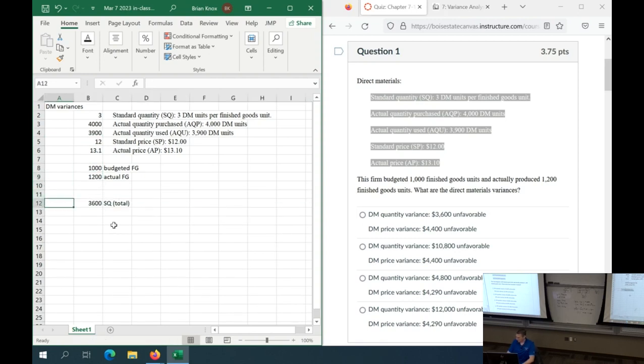And so what I'm doing is I'm saying DM quantity variance equals actual quantity used minus standard quantity, times standard price. I want to know the standard quantity here, and I know the actual quantity up here, and I know standard price up there. So I want AQU minus SQ in parentheses, use F2 so I can edit the cell, and multiply that by standard price. So 3,600, something's not right then.